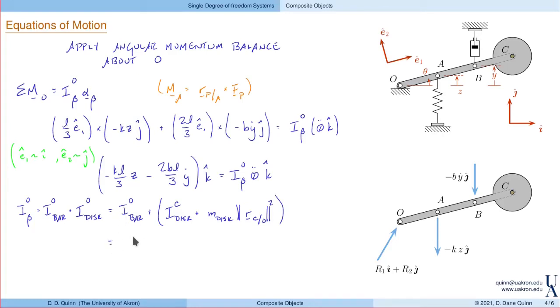Putting all this in, again, moment of inertia of a bar is ml squared over 3. And again, that's about the end. If this was the center, it would be ml squared over 12. And then here, the moment of inertia of a disk is m times the radius squared divided by 2, plus the mass of the disk, again, that's m2, and the distance from C to O is just the length of the bar. So that's L squared. And we're ready to proceed. We have the moment of inertia of this composite object, which will go right in here.